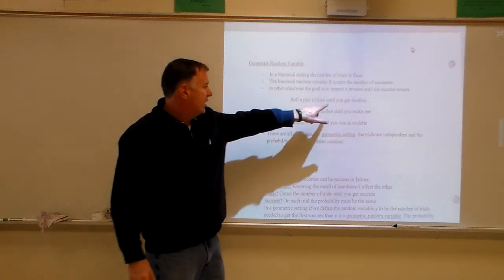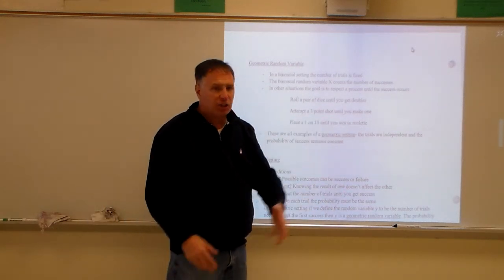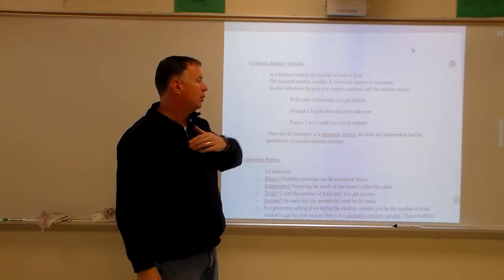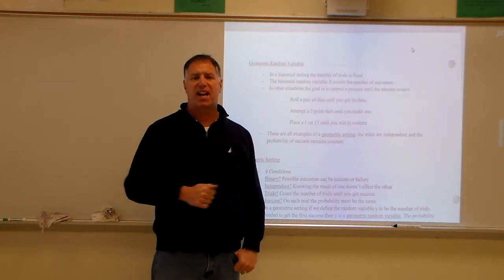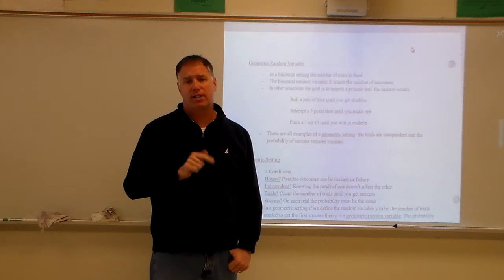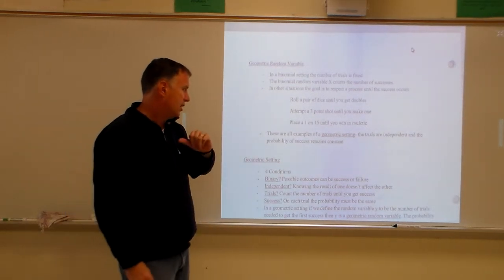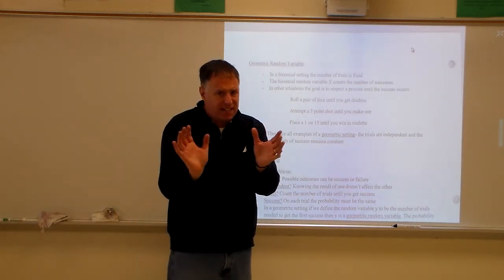Roll a pair of dice until you get doubles. Attempt a three-point shot until you make one. Place a bet on 15 in roulette until you win. Okay, so you're looking for the first success. When they ask you for the first success, it has to be a geometric distribution. Okay? Geometric settings: the trials are independent and the probability is the same. So a lot of it's the same.